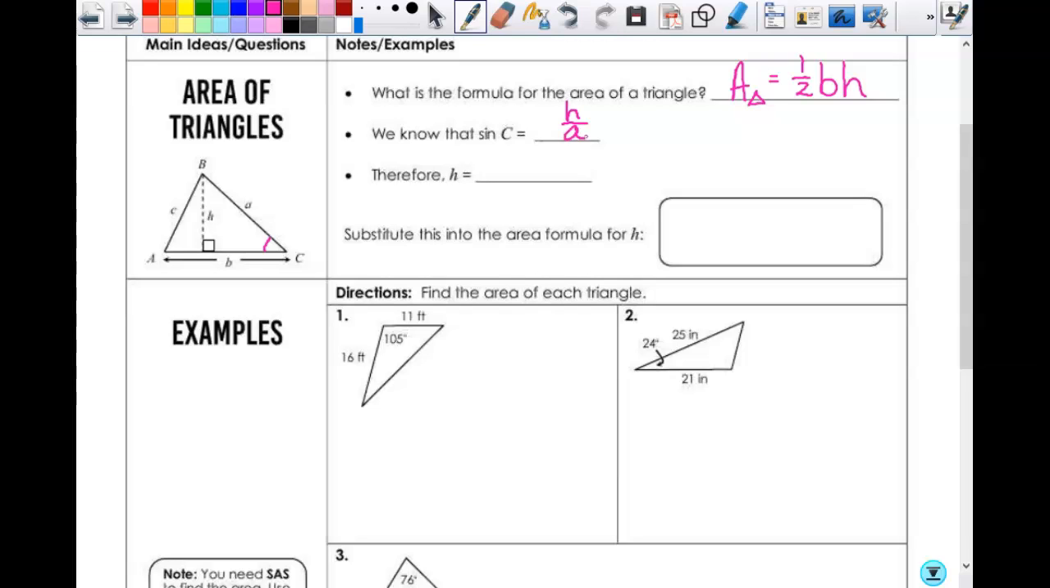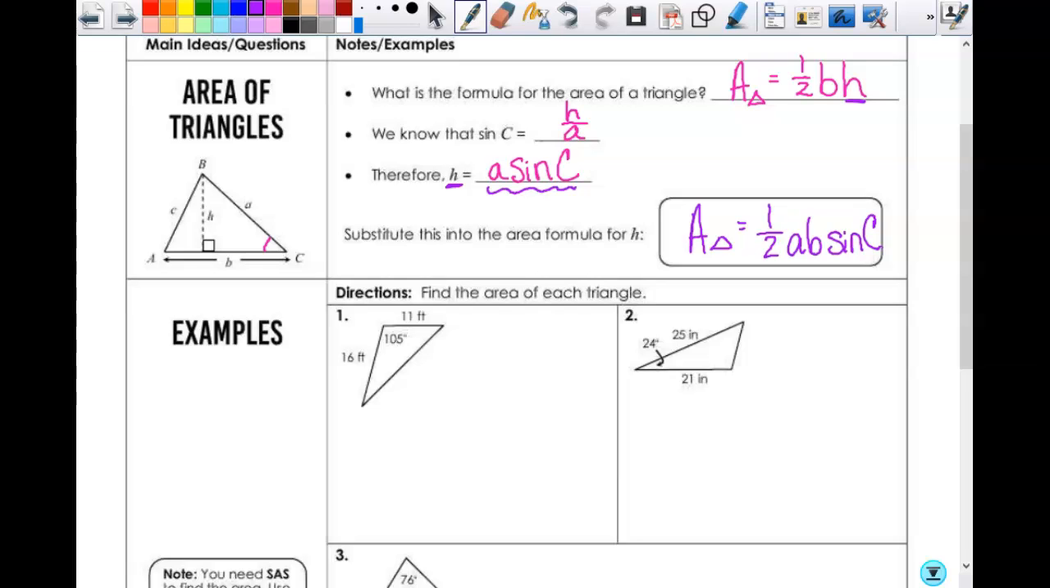So then it says, therefore, H equals. So we're just going to solve for H, which means we're just multiplying both sides by A. So H equals A times the sine of angle C. So then now we're going to get to substitute. Since H equals A times the sine of C, that's what I'm going to put in for this H right here. And I'm also going to flip A and B around once I write them in there. So that means that the area of the triangle could also be 1/2 A times B times the sine of C.